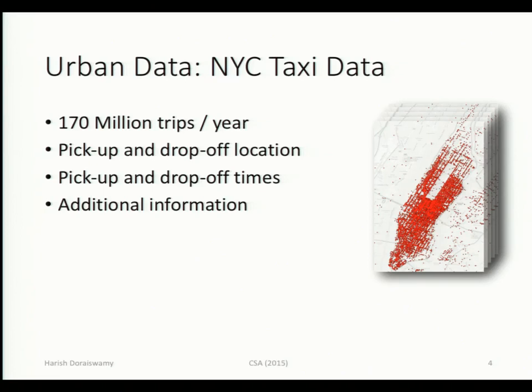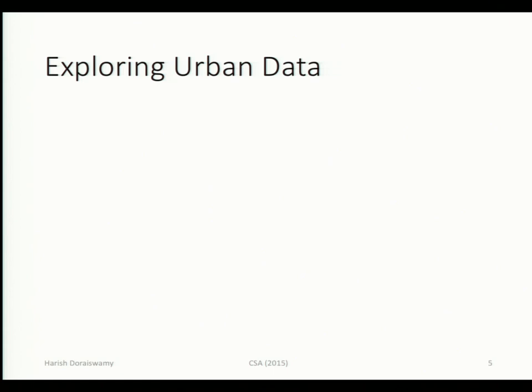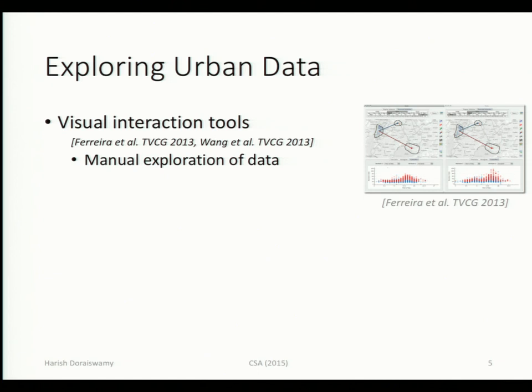So how do people usually explore urban data? Most of this data is new. Typically, people try to visualize the data, try to see how it changes, and there are a lot of visual interaction tools that have been developed for this purpose. This one particular tool is called TaxiVis, the one that I'm showing over here. It allows you to explore the data and query the data.